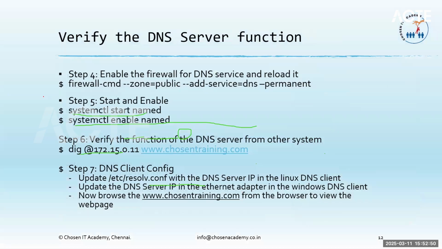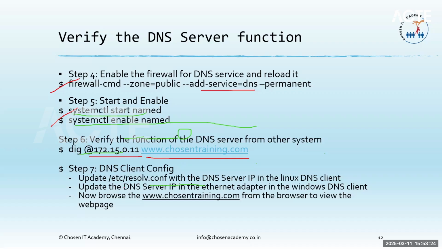Once that is done, for DNS, firewalls have to be enabled for the DNS service, make it permanent, and start and enable it. And then we can verify it using the DNS dig command: dig @ the DNS server IP, which is 172.15.0.11, and give the domain name, chosentraining.com. So that will give the equivalent IP address after getting the information from the DNS server.